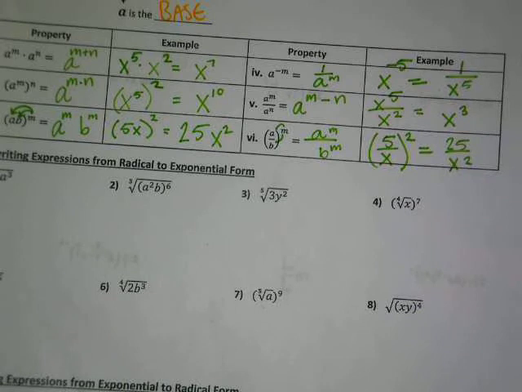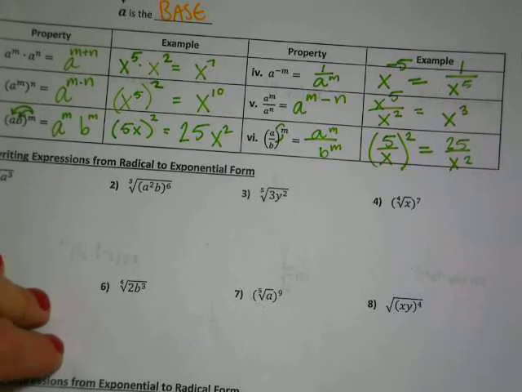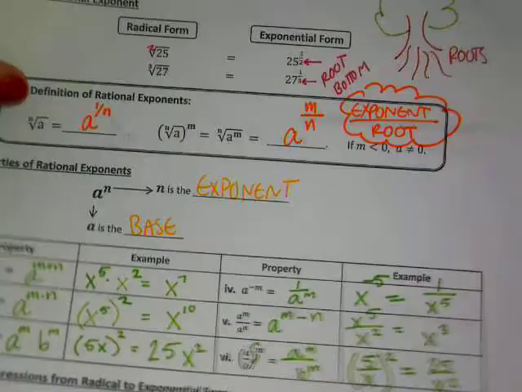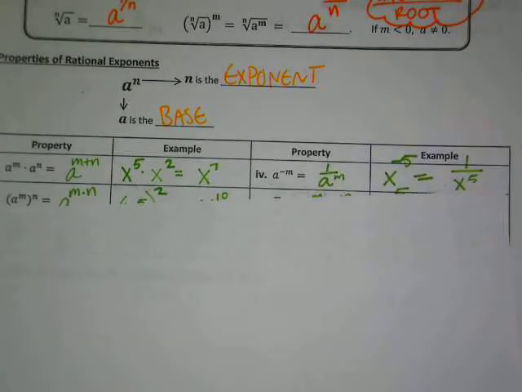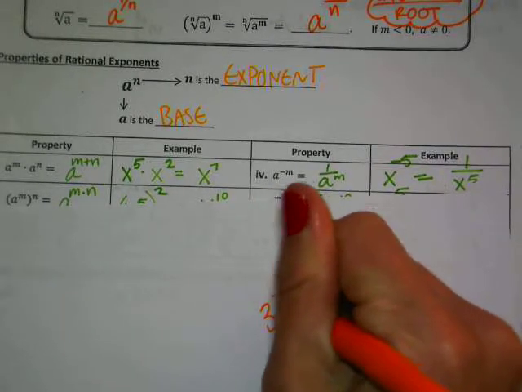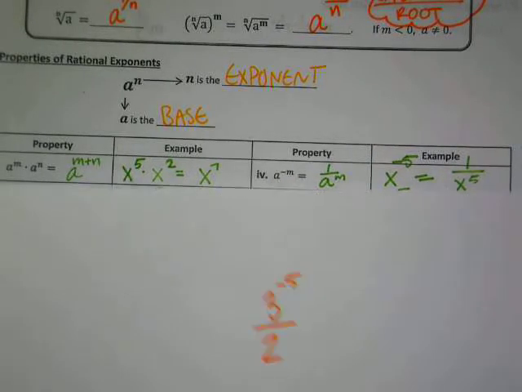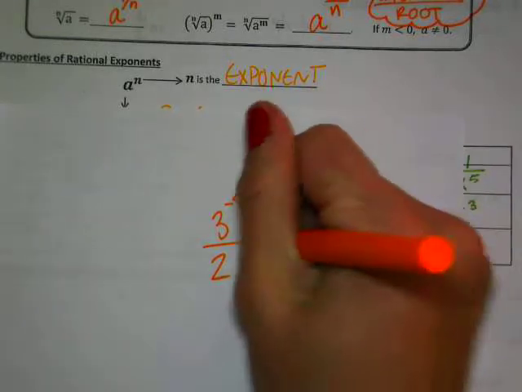Question. Yes, what's up? Will we ever be given a problem like 3 to the negative 5 over 2, and then if you flipped it, would you have to reduce? Wait, hold on, let me write down what you're saying. Okay, 3 to the negative 5 over 2. Yeah, like that, when you flip that, you reduce.